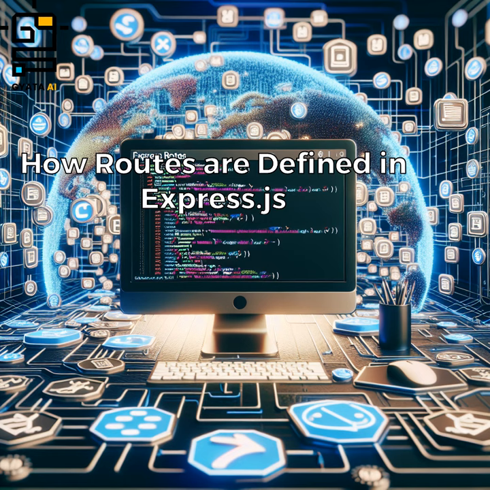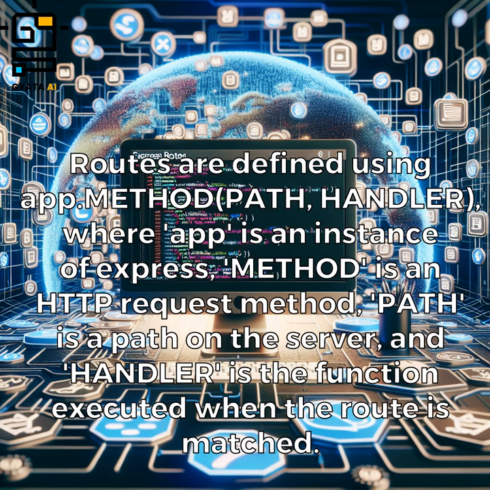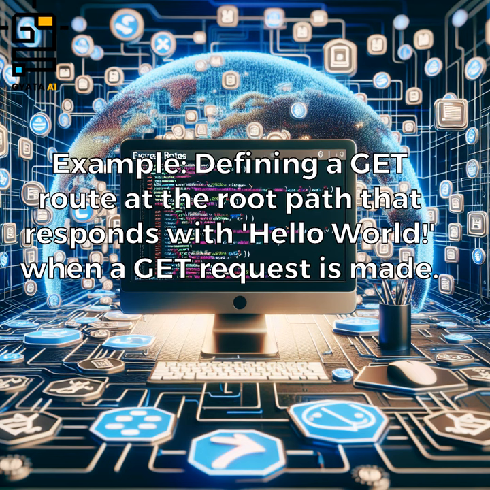How routes are defined in Express.js. Routes are defined using app.method(path, handler), where app is an instance of Express, method is an HTTP request method, path is a path on the server, and handler is the function executed when the route is matched. Example: defining a GET route at the root path that responds with "Hello World" when a GET request is made.